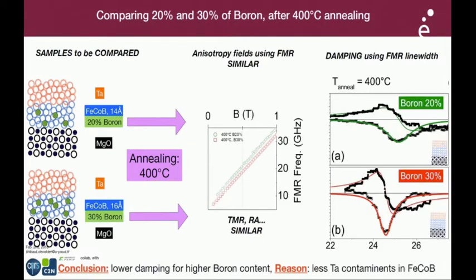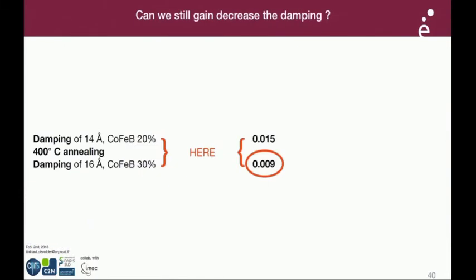But if in contrast you look at the line width of the ferromagnetic resonance, which is influenced by the damping, you can directly see, I mean visually this is striking, that the sample with the highest boron content is substantially better in terms of damping. Okay, and the likely reason is that there is much less tantalum contaminant in the iron cobalt boron system. If we extract the damping from this line width, for 30% of boron, the damping is something like 9×10⁻³, so substantially below the one for 20% of boron.